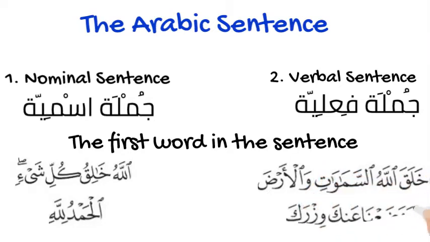Another example is وَوَضَعْنَا عَنْكَ وِزْرَكَ. So وَوَضَعْنَا is a verb, and so this is a verbal sentence.